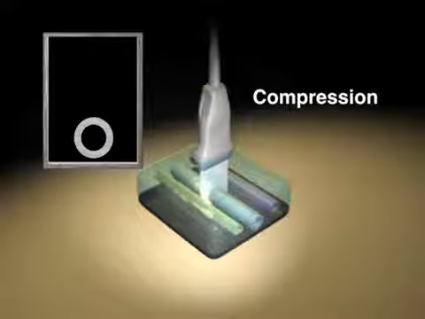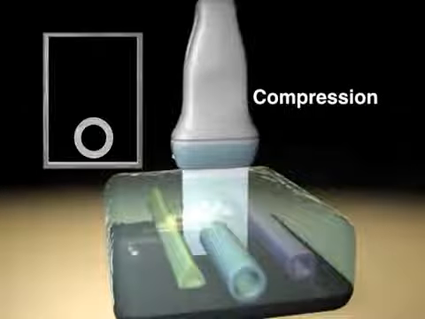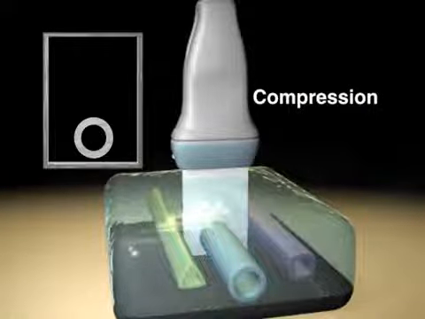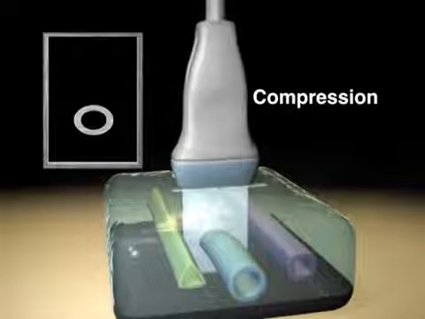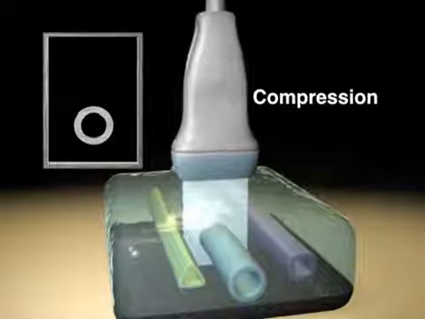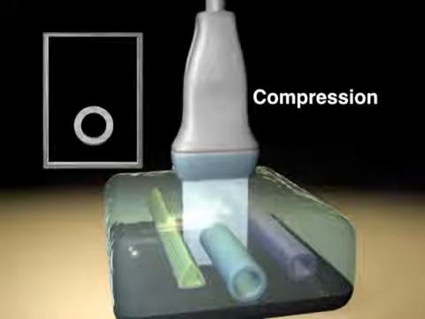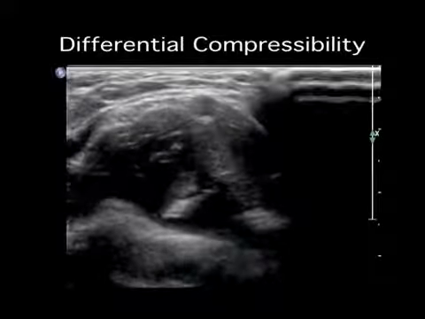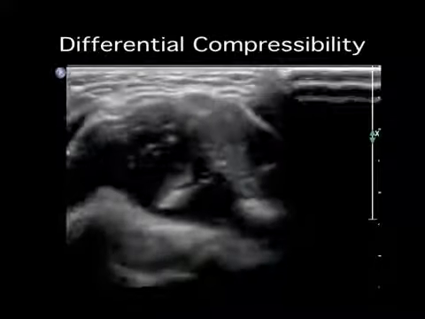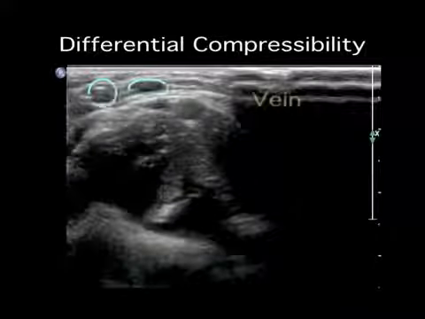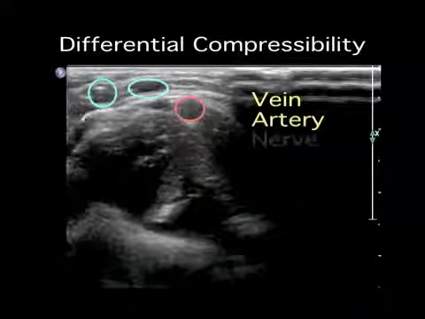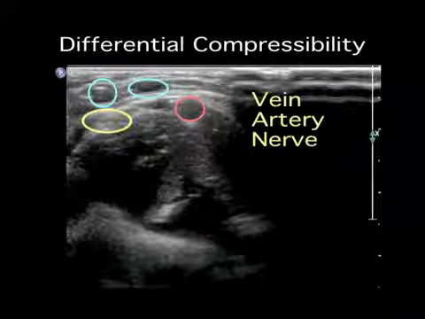Compression is a useful maneuver that has numerous effects. First, it moves the active face toward deeper structures to make them appear more superficial. It also helps differentiate between different structures by their relative compressibility. Veins are easy to compress, arteries are somewhat compressible and pulsatile, and nerves are fairly incompressible.